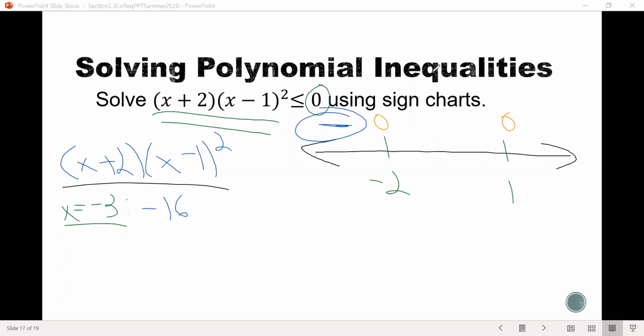Now choose a value in between -2 and 1, like x = 0. Plugging that in above gives us a +2. So that tells us that for all values between -2 and 1, we have positive answers.